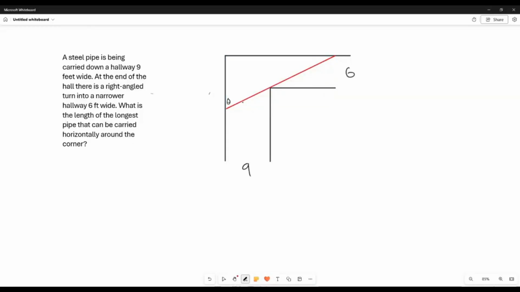We can draw line segments that are parallel to the walls such that two right triangles are created. We can now use geometry to find out the other angles. This angle must equal 90 minus theta due to the triangle sum theorem. Using the corresponding angles postulate and alternate interior angles theorem, we can find the other angles as shown.